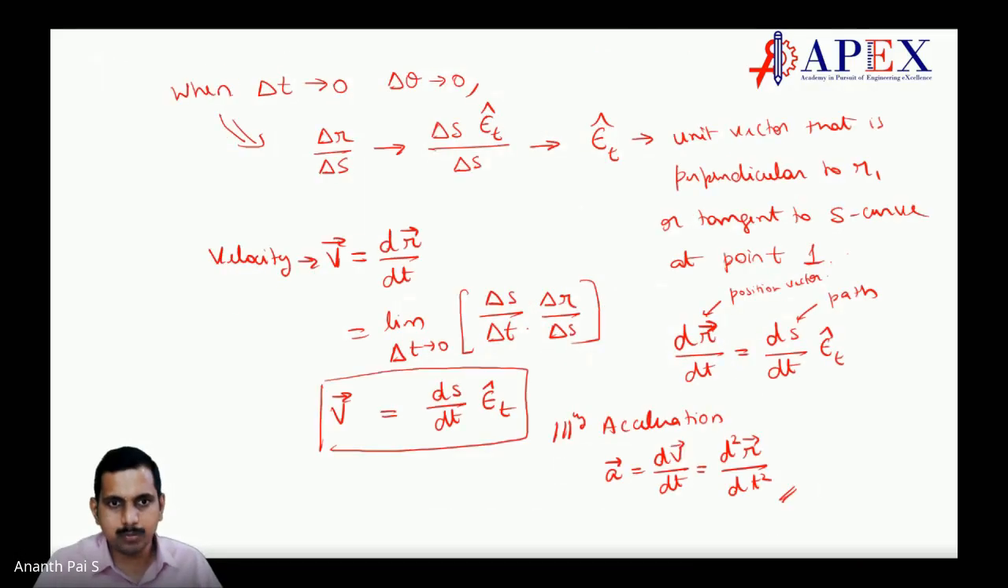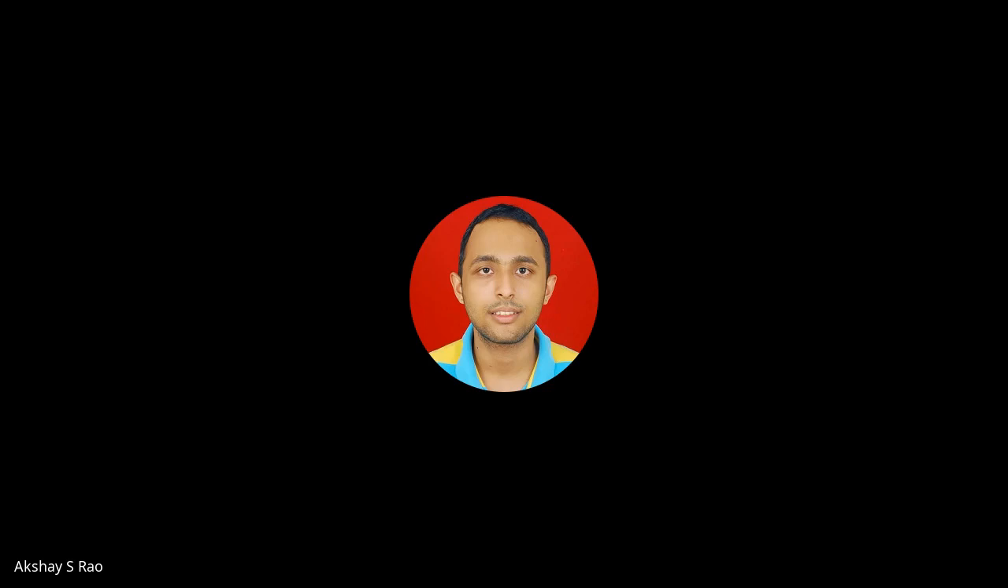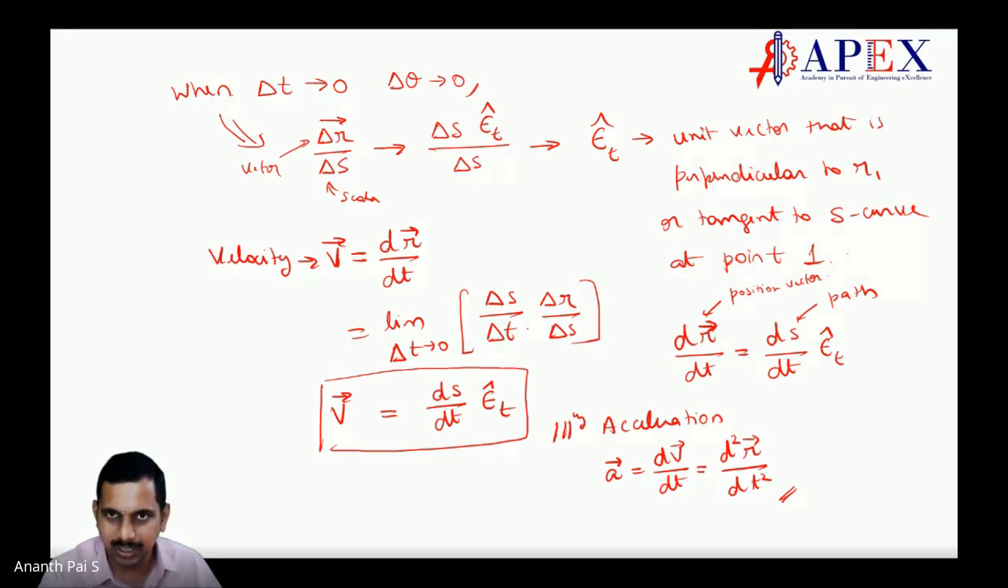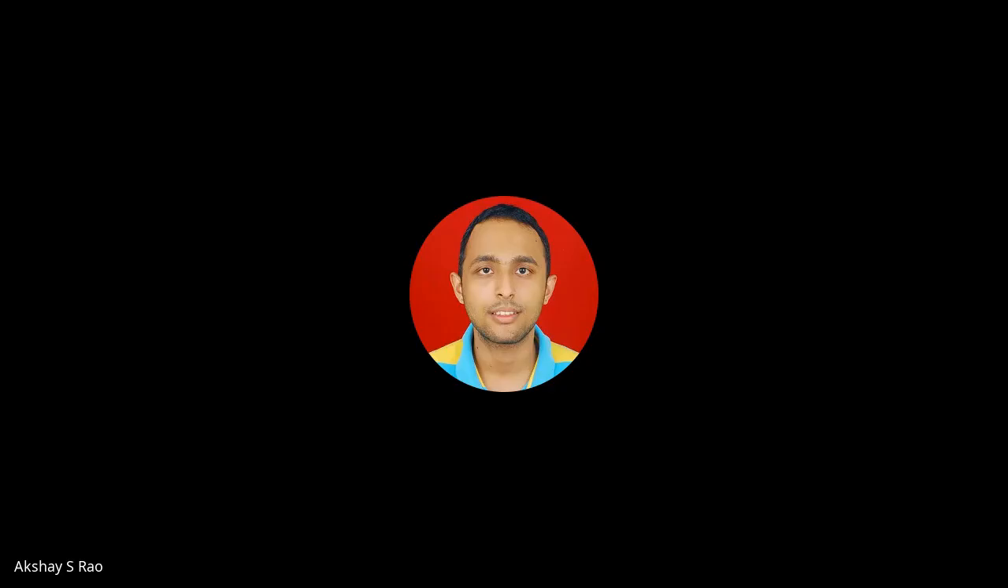See here, one more point here we have to mention. See this delta r is a vector. I'm sorry, I made a mistake here. Put a delta r vector. That is a vector, and delta s is a scalar. So we can write delta r as delta s into epsilon t, epsilon t, correct. Okay.